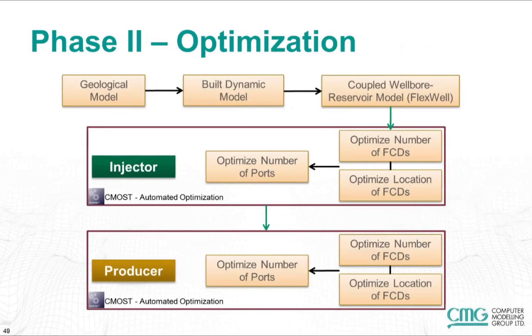Thus, taking all of this into consideration, they devised a workflow. The authors started with a geological model, built a reservoir simulation model, and coupled FlexWell to it. Then they ran the optimization on the number of FCDs and the location of FCDs, following which the optimization was done on the number of ports. This was done on the injector first and then on the producer.